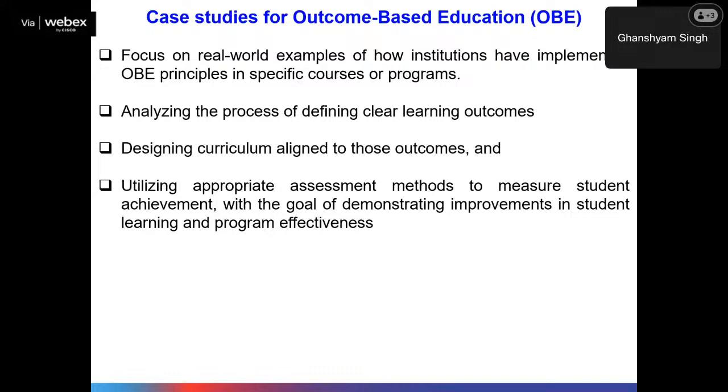We need to analyze the process of defining clear learning outcomes, whether the processes are being followed clearly, whether the course outcomes, program outcomes, or program educational objectives have been defined in a clear-cut manner, whether they have designed curriculums aligned to those outcomes, whether they are utilizing the appropriate assessment methods or not, and whether these assessment methods are capable of measuring students' achievement, with the goal of demonstrating improvements in students' learning and program effectiveness. So these are the important steps which must be utilized to do case studies, whether in your own university systems or with some partner university systems.